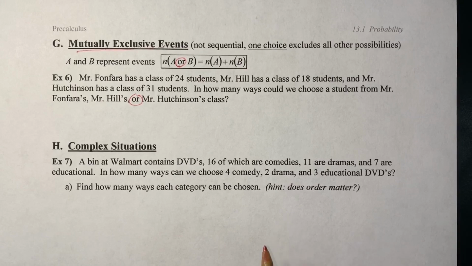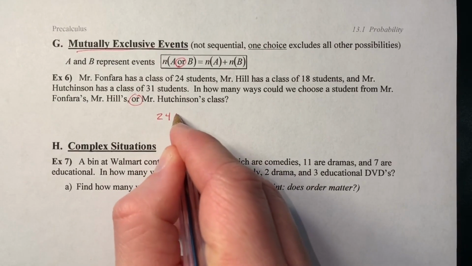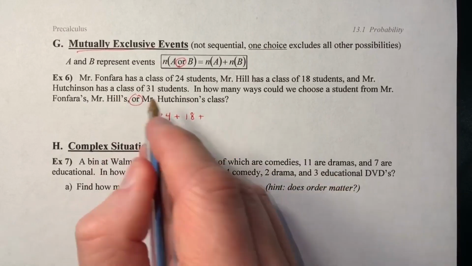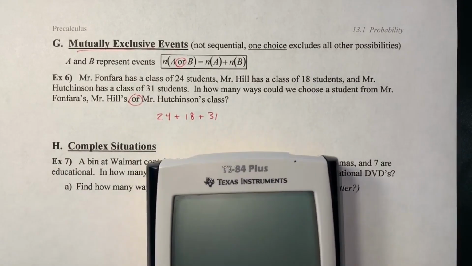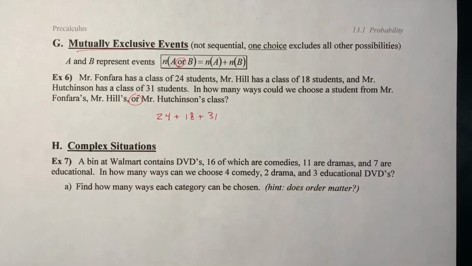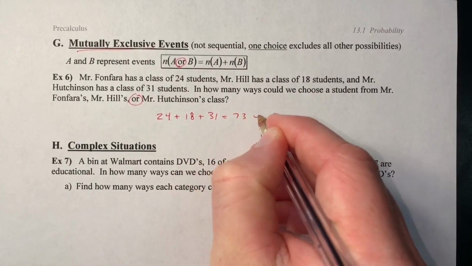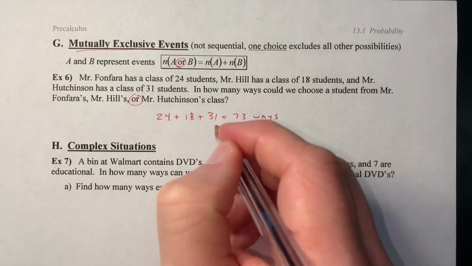This is mutually exclusive. Mr. Fonfara has 24 plus Mr. Hill's 18 plus Mr. Hutchinson's 31 students. Okay, so we're going to add up those numbers. So we've got 24 plus 18 plus 31, and that is 73. So there are 73 ways to choose one student from one of those classes.